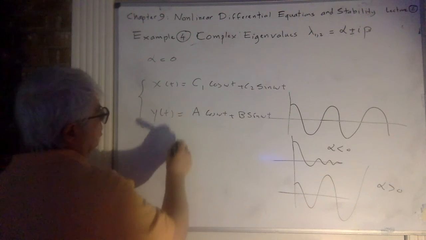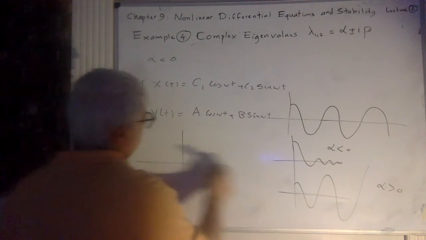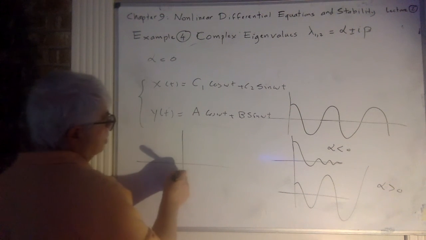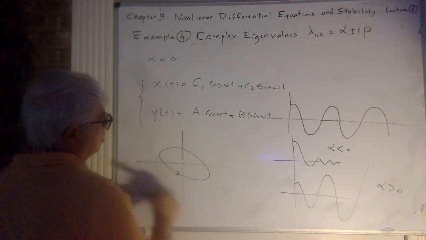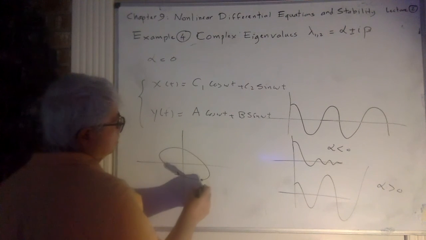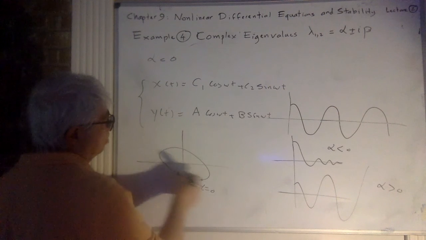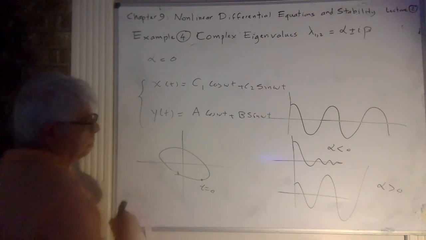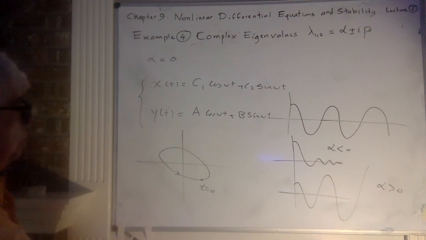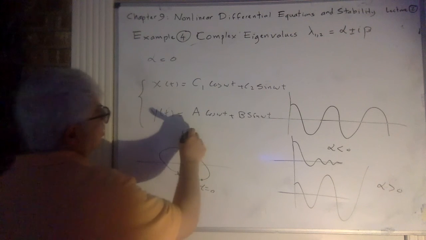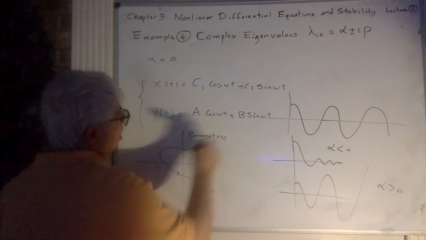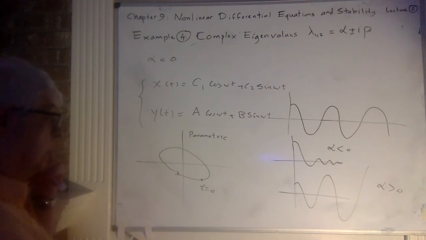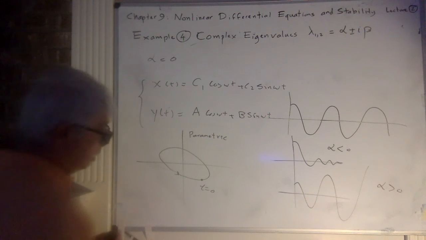So if I graph this thing, I will get in general an ellipse which goes round. So wherever it starts, say if this is t equal to 0, it goes round and round and round and round. So that is the parametric plot. That's the parametric plot of x and y.